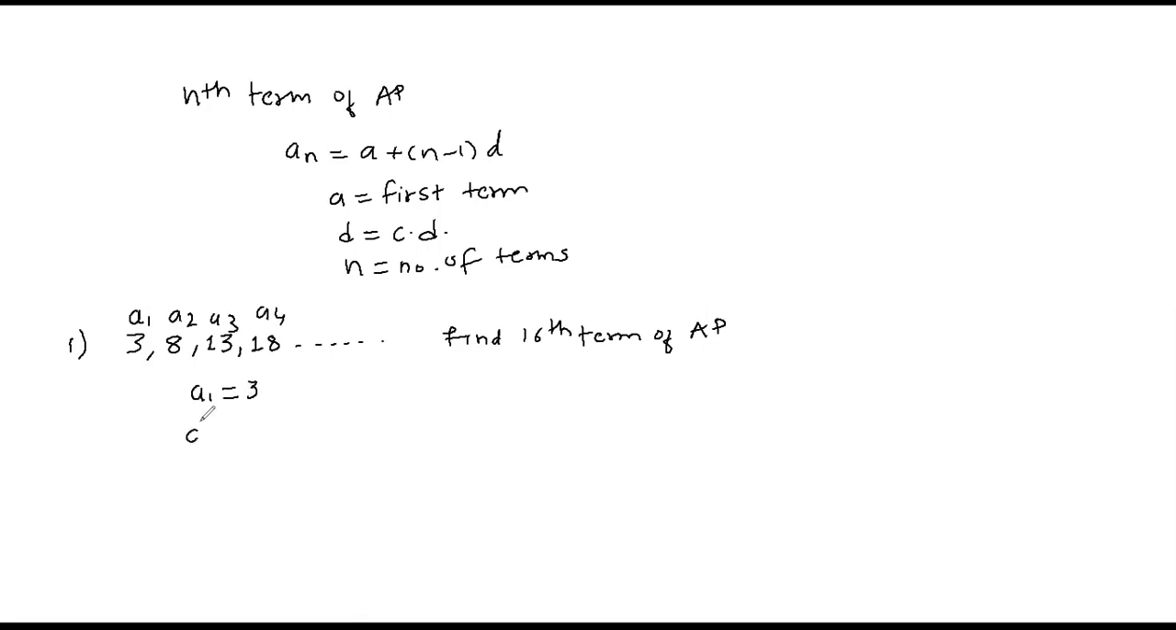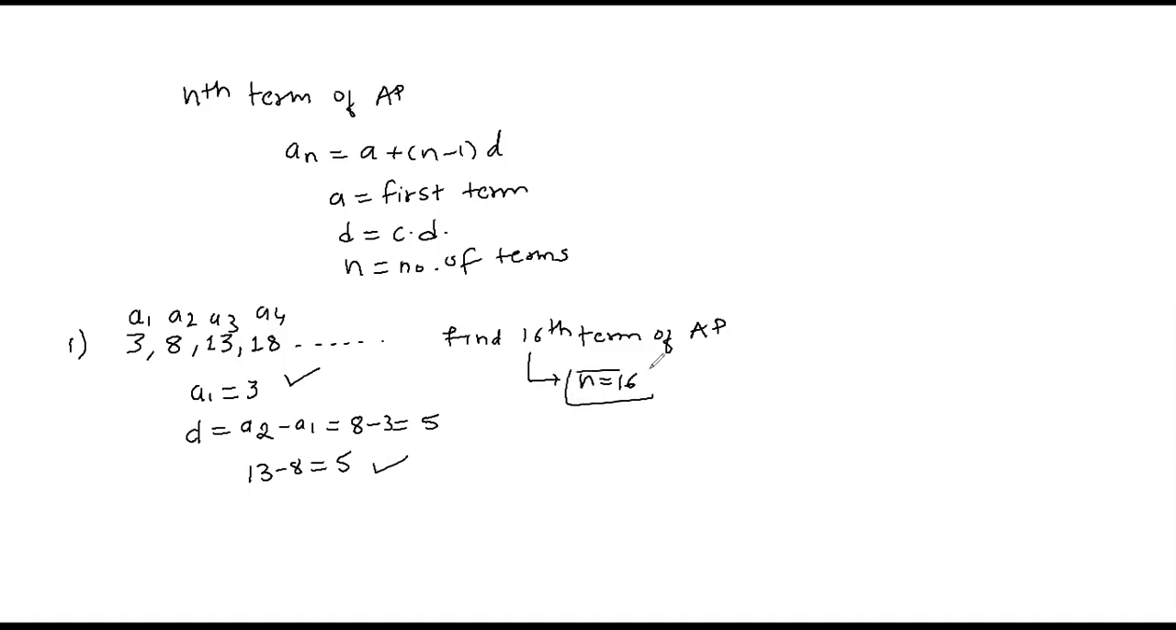The common difference: how do we find it? As discussed in the last video, it is A2 minus A1, which is 8 minus 3, which is equal to 5. You can also cross check it by doing 13 minus 8, just to confirm. So 13 minus 8 is also 5. So we know that the first term is 3 and the common difference is 5. Now, the question is, what is the 16th term of the AP? So it means that the value of n is equal to 16.